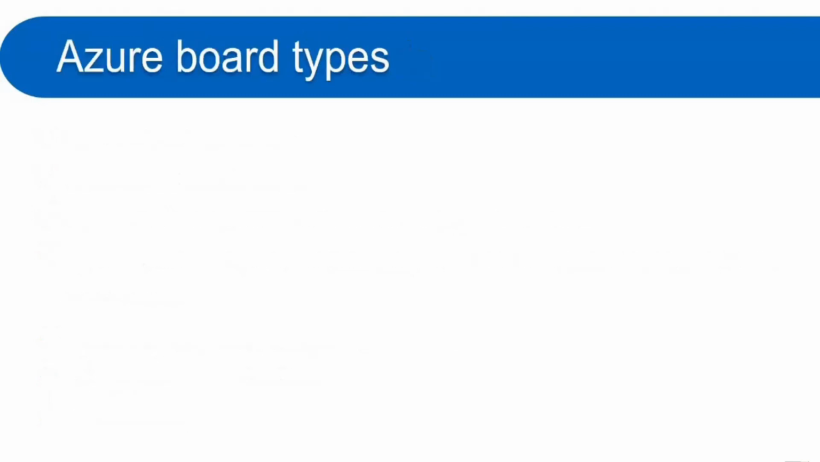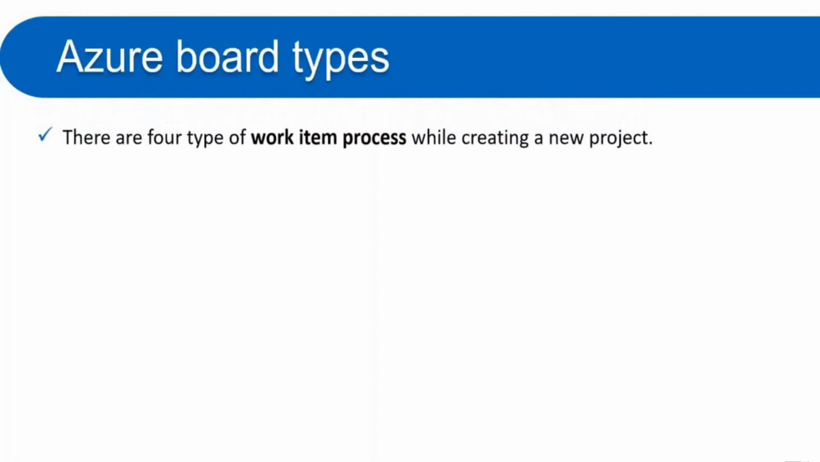Now let's talk about the types of boards in Azure. There are 4 types of work item processes while creating a new project. If you have seen the last video, then you will see that when we were creating a new project, in the advanced section, there was a drop-down for work item process and there were 4 values in that drop-down: basic, agile, scrum, and CMMI. So what is the use of that work item process?